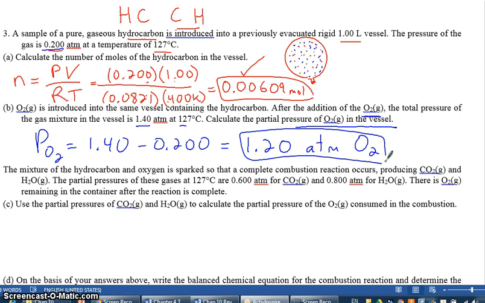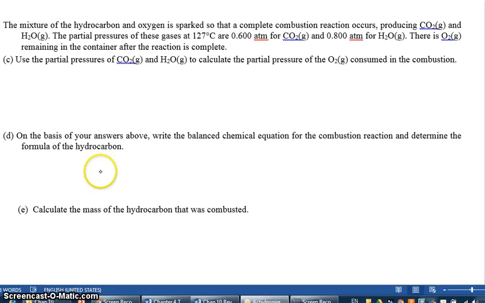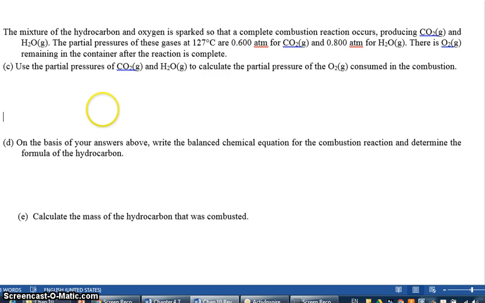Now where it gets exciting is in part C. So why don't we scroll up a bit and see whether we could make sense of part C here. Okay, the mixture of the hydrocarbon and oxygen is sparked so that a complete combustion reaction occurs, producing carbon dioxide and H2O, the products of a combustion reaction. The partial pressures of these gases are 0.600 for CO2 and 0.800 for water. So 0.6 for CO2, 0.8 for water. There is still some O2 remaining in the container at the end of the reaction.